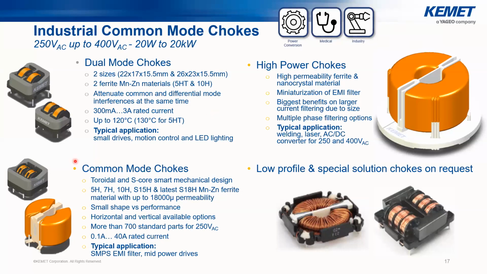And then if we move on to slightly higher power levels, then our recommendation would be more in the direction of these toroidal or S-core chokes, or maybe these high power toroidal chokes with materials with much higher magnetic permeability, like 18,000 mu, or maybe even the nano crystalline material.